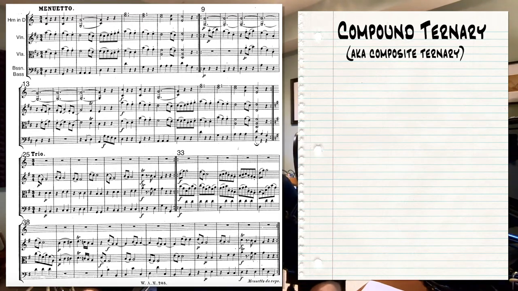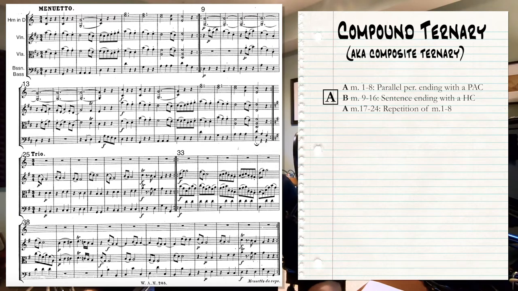So we already talked about the first A, that it was in a simple ternary form, and how we got a ternary form out of that. That should be pretty clear at this point. But now we'll look down at the trio. You might notice that the key has changed, and this is very common for a minuet in trio or a scherzo in trio, for the trio part to explore the subdominant key area or to be in the subdominant key. And this is in fact what Mozart does here. He explores G major.